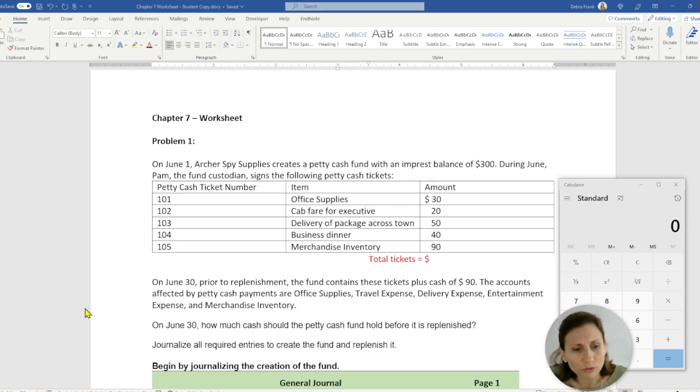And so we have on June 1st, Archer Spy Supplies. They create a petty cash fund with an imprest balance of $300. And so just briefly, an imprest system of petty cash means the general ledger account, this new account that we're going to set up called petty cash, will remain the same balance. It will not change. So on the balance sheet, it will be listed in this particular problem for $300, and it will always stay as $300 on the balance sheet.